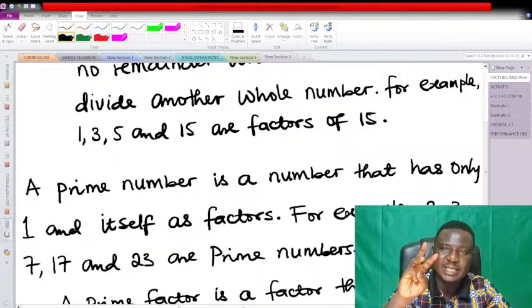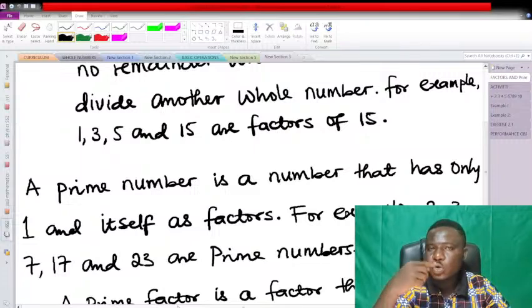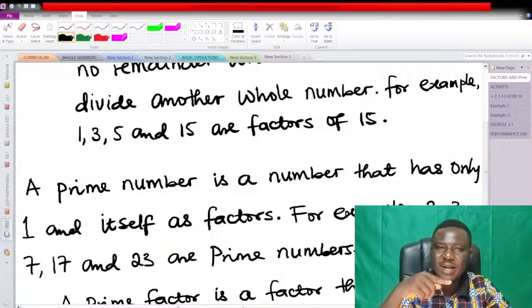What about 3? 3 is also a prime number because only 1 and 3 can divide 3 without a remainder. If you should divide 3 by 2, you are going to have 1 remainder 1. So 2 is not a factor of 3.